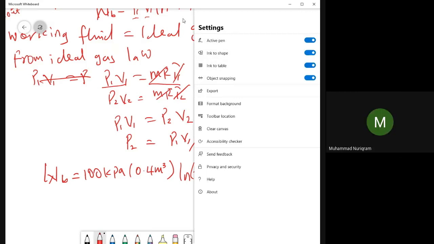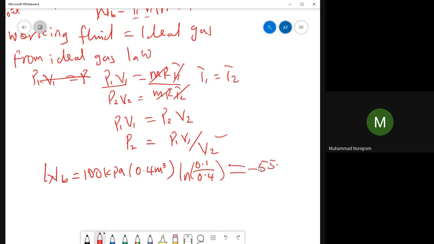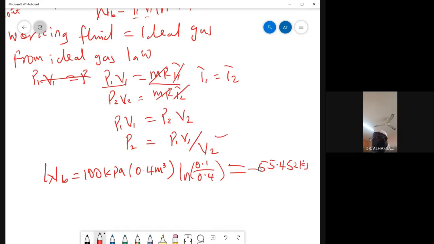Is it possible to be negative or not? Yes, of course. It can be negative. Negative 55.452 kilojoules.